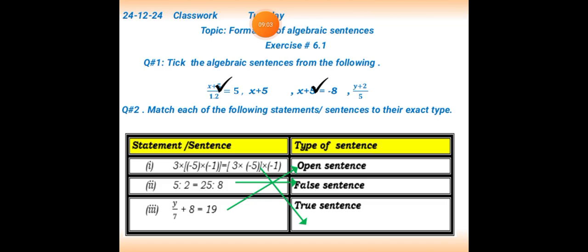Okay, pick out the algebraic sentence from the following. The first one is an algebraic sentence, and the second one is the third. Okay, match the following. Here you have to write which statement is a type of sentence: open, closed, true, or false. It's already solved here. Have a look at it.